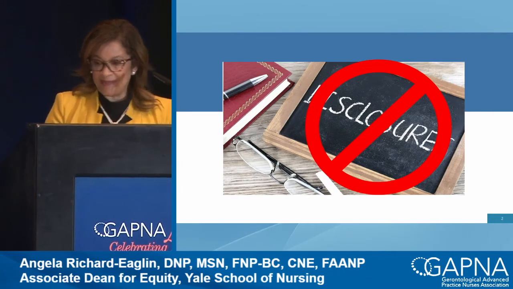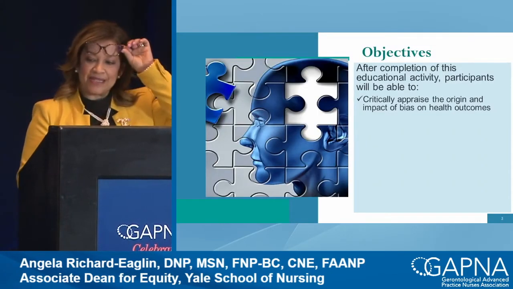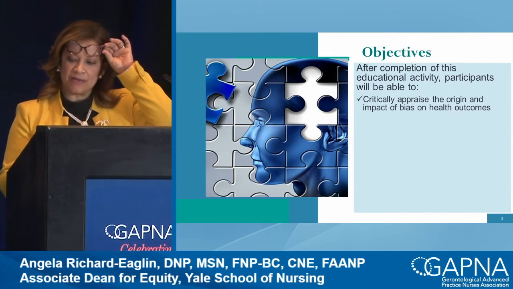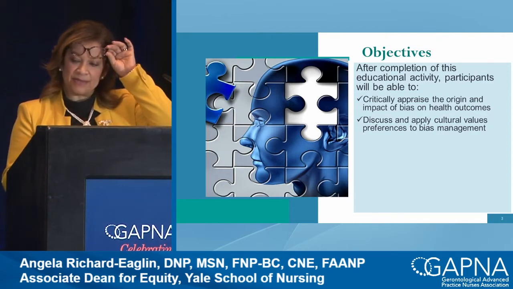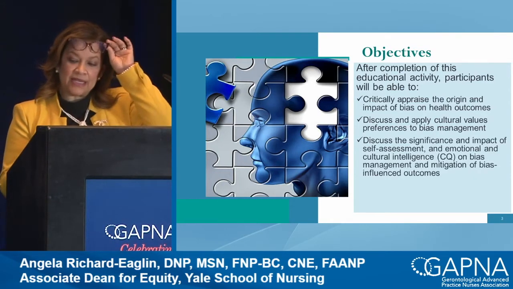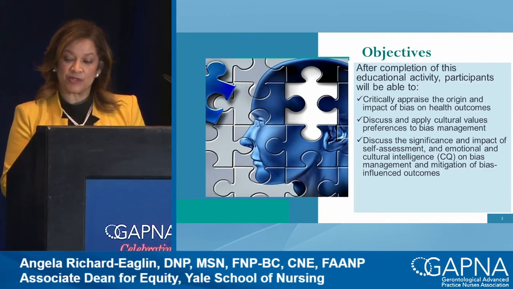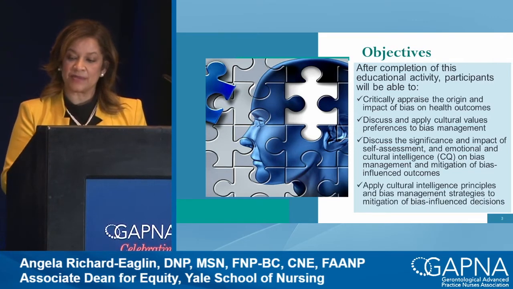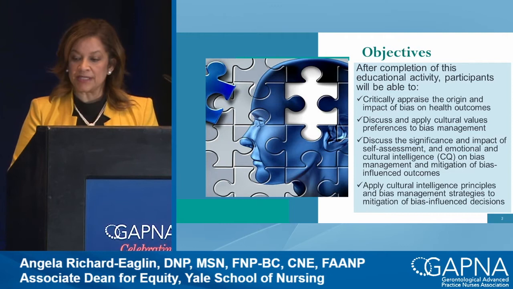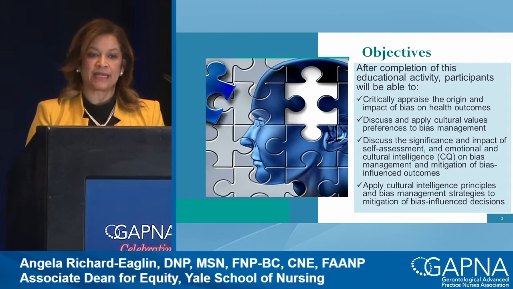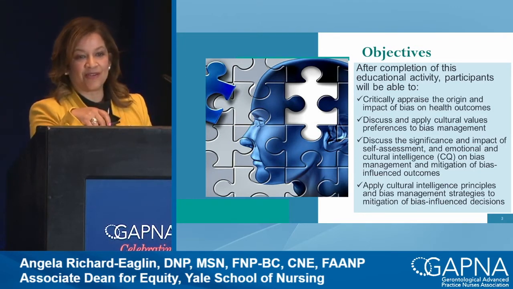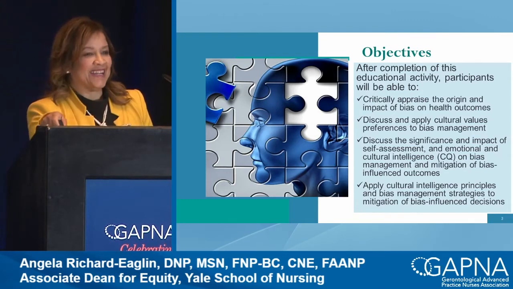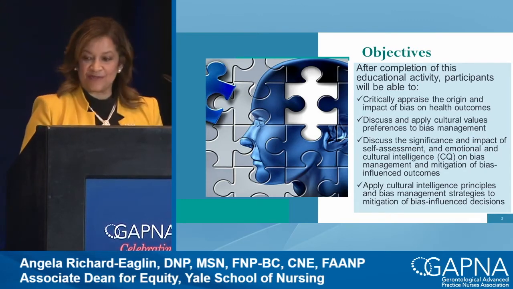And our objectives for today are to critically appraise the origin and impact of bias on health outcomes, discuss and apply cultural values and preferences to bias management, discuss the significance and impact of self-assessment, emotional intelligence and cultural intelligence on bias management and mitigation of biased influence outcomes, and to apply cultural intelligence principles and bias management strategies to mitigation of biased influence decisions. So for people who've printed my slides, we submitted those early on, so some of it will be different, and I will make sure I give them the updated version for you.